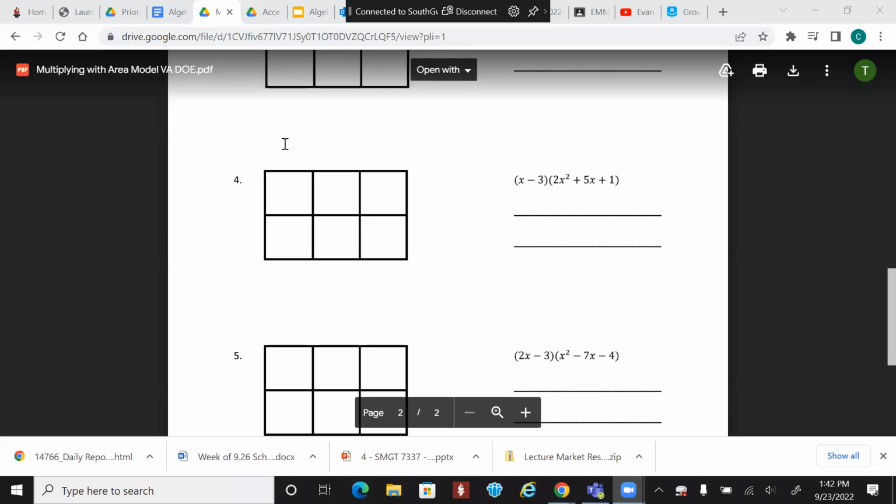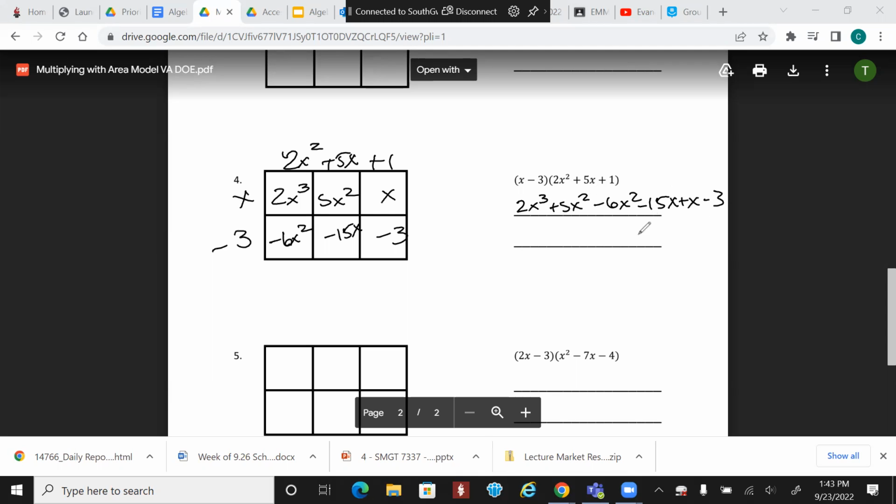All right, so let's take a look at this one. I'm going to write that x minus 3 along the side, and then 2x squared plus 5x plus 1. I'm going to multiply. So that'll give me 2x cubed, 5x squared, plus x, negative 6x squared, minus 15x, minus 3. I'm going to take everything, write it out in one line, and combine like terms. So that'll give me 2x cubed plus 5x squared minus 6x squared minus 15x plus x minus 3. Again, I'm going to combine like terms.